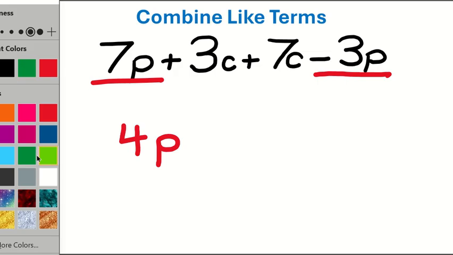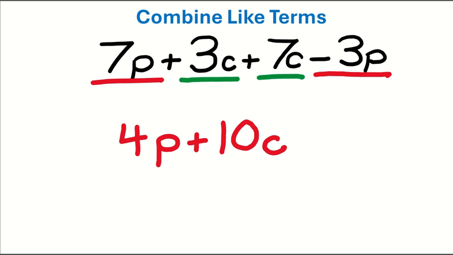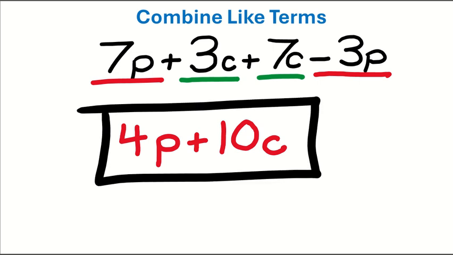Let's use a different color. How about we do green this time? All right, green. So if I got 3 C's and I combine that with a positive 7 C's, well, how many C's do I have? I've got myself 10 C's. And I have successfully combined like terms.